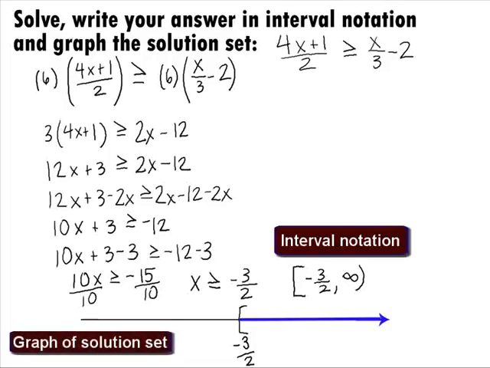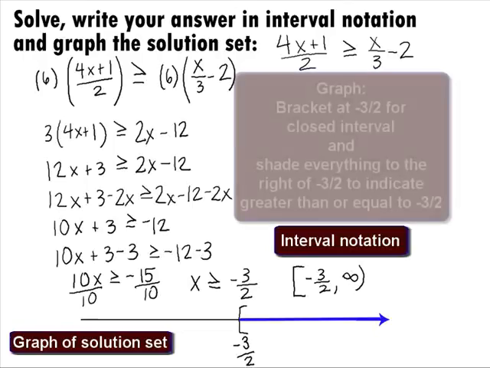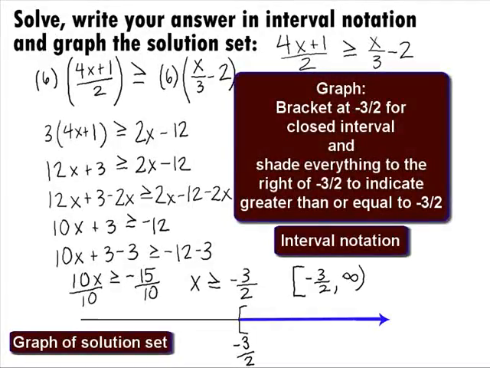Last, we need to graph this. The graph will look like the interval notation. We will have a bracket at -3/2, and to show everything greater than -3/2, we will shade in everything to the right of -3/2 for our final answer for the graph.